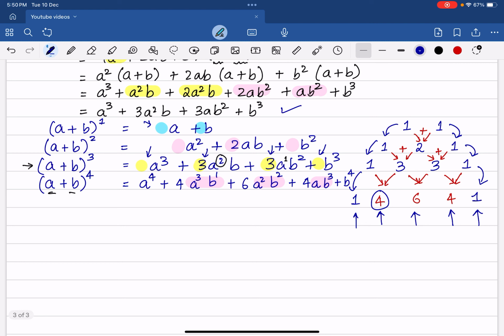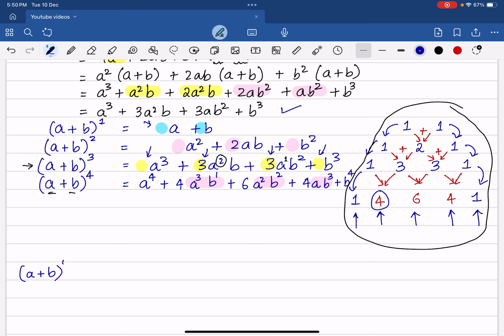Which means if you are good with identifying this pattern, that means you will be able to now expand (a plus b) the whole raised to 5 on your own. Yes, you can pause the video over here and try to expand it from the logic that we have learned. Yes, perfect. I'm going to go ahead and write the expansion now.